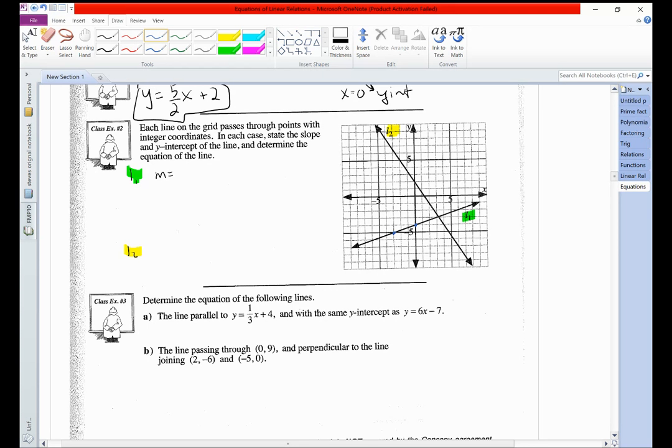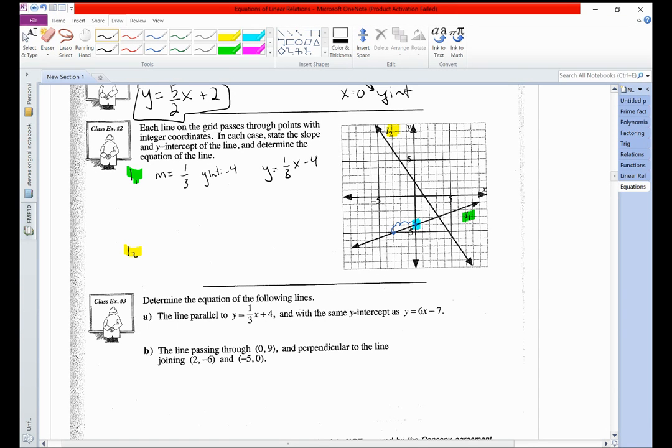So I know that my slope is rise over run. My rise is +1, and my run is +1, 2, 3. So that means my slope is 1 over 3. And it just so happens that I highlighted my y-intercept as well, right? That's the value where it crosses the y-axis. So my y-intercept is going to be -4. So I can write this equation as y is equal to 1 over 3 x minus 4.